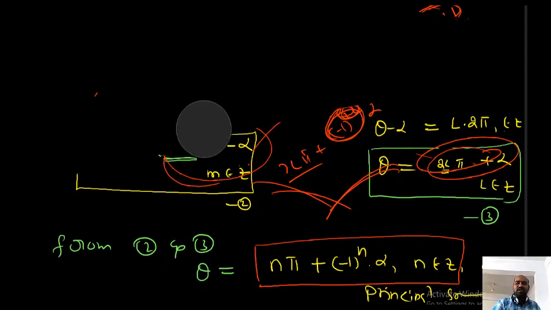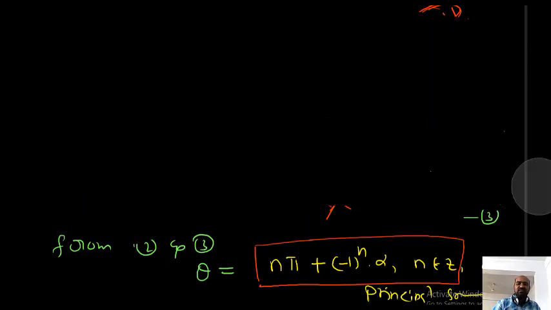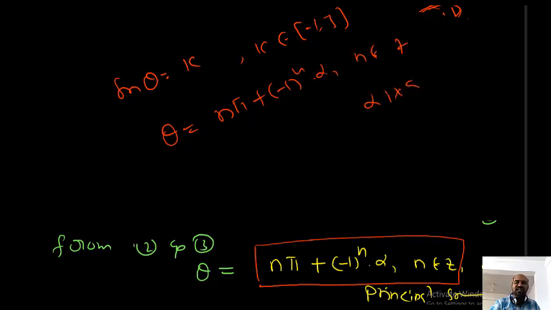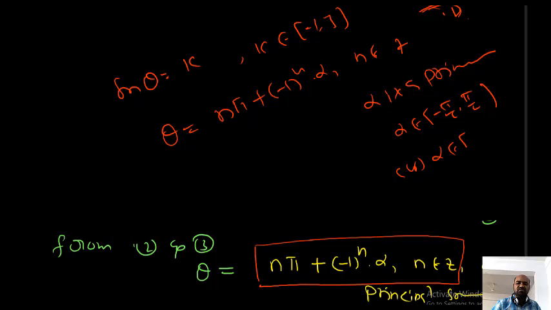Time is completing. Okay, final result. So final conclusion, students: sin theta equal to k, where k belongs to minus 1 to 1, then I can say that theta equal to n pi plus minus 1 power n into alpha, where n belongs to Z and alpha is a particular solution or principal solution. Sometimes alpha belongs to minus pi by 2 to pi by 2, or I can say alpha belongs to 0 to 2 pi.